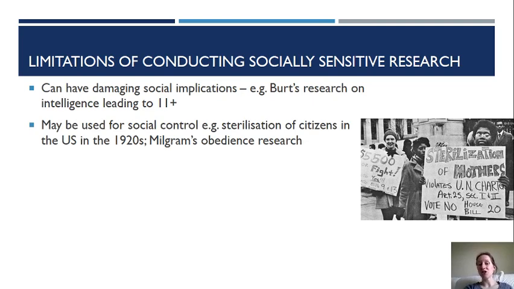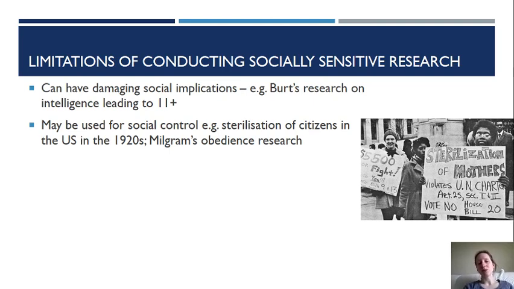It can be used for social control. So we've touched already on eugenics, and one kind of branch of that was where some citizens in the US were sterilised, i.e. they couldn't have children. They were given an operation to stop them from being able to have children, and that was sometimes without their knowledge or consent. Forced sterilisation was a result of research about intelligence and things like that. So that's one example where it might be used for social control.